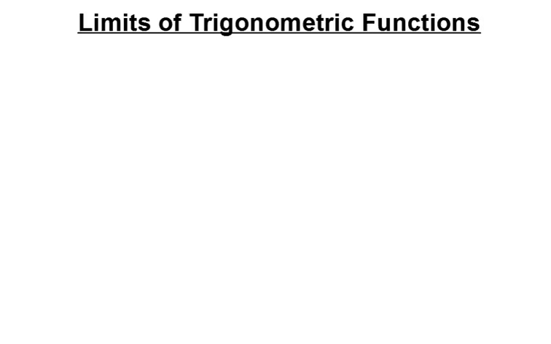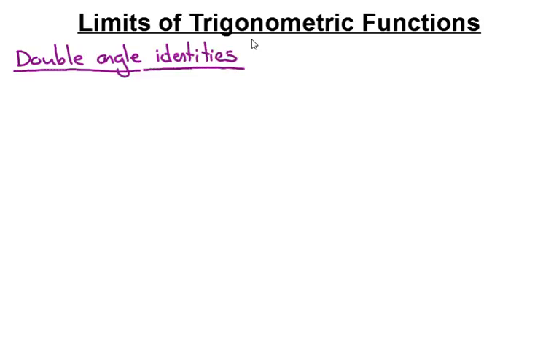So these are called our double angle identities. And again, like I said, we're just going to use them. We're not going to prove them at this point.